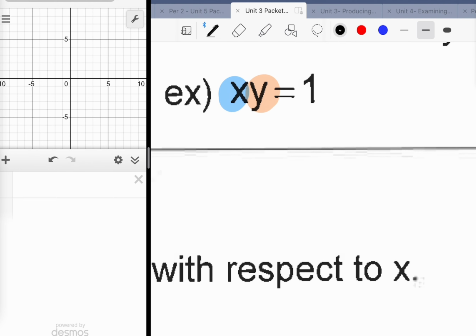is apply the product rule, because we're looking at two functions being multiplied here. First times the derivative of the second plus the second times the derivative of the first. So x times the derivative of y with respect to x. Because again, I don't know what y is. So all I can say is the derivative of whatever y is with respect to x.